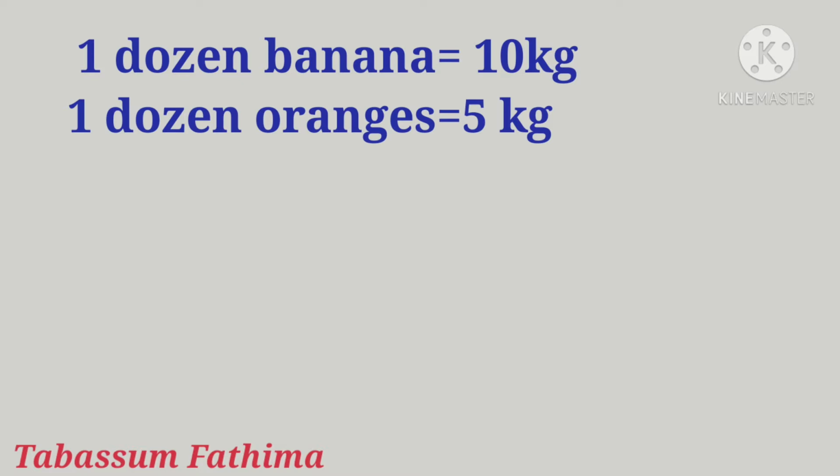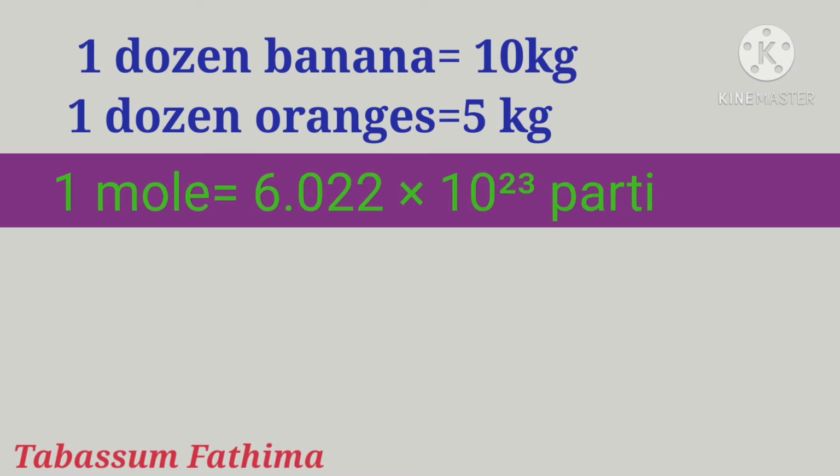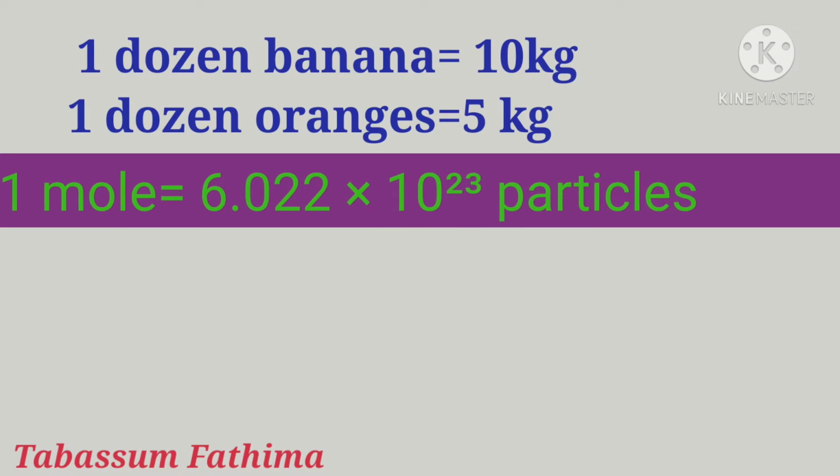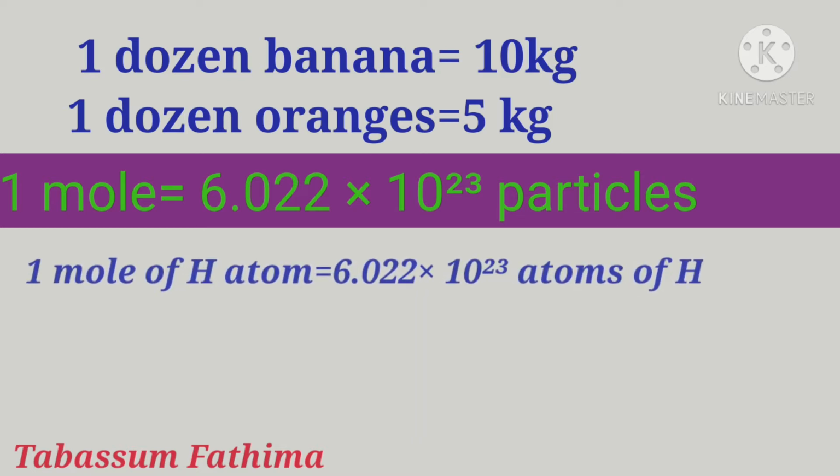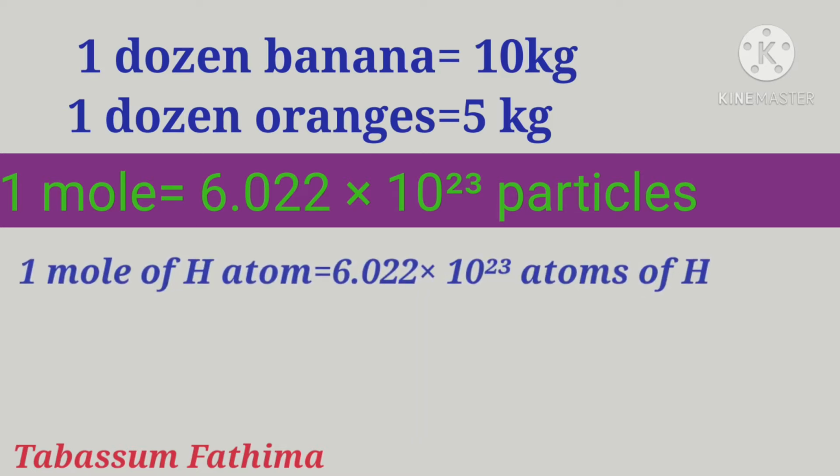The mole is applied for atoms and molecules which are not visible to our naked eyes. So 1 mole stands for Avogadro number, that is 6.022 into 10 to the power of 23 particles. And 1 mole of hydrogen atoms is equal to Avogadro number. In terms of weight, it is atomic mass, 1 gram. So this 1 mole is a standard unit, either it may be atom or molecule. If I say atom, we must consider atomic mass.